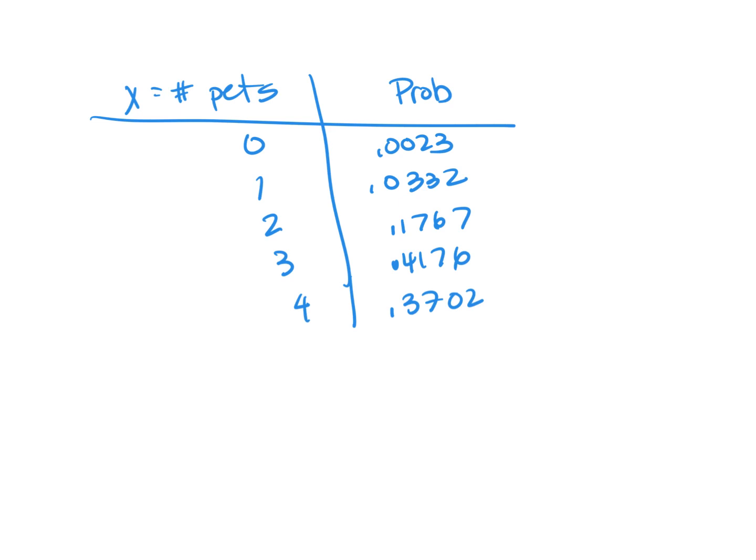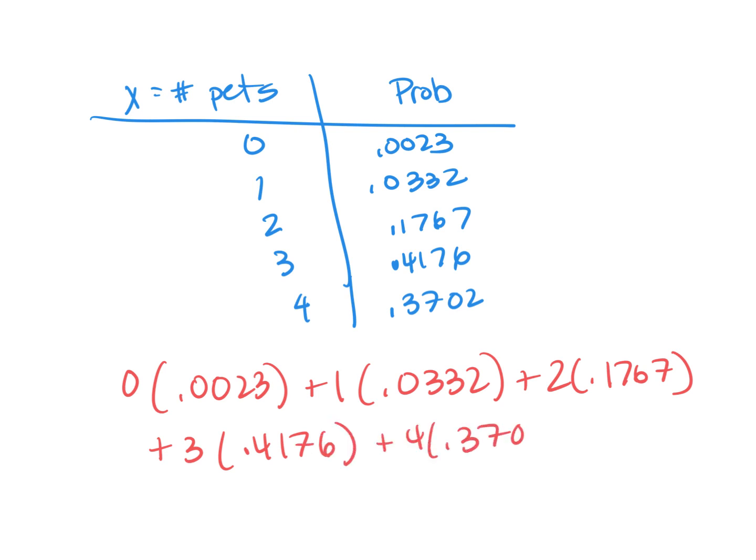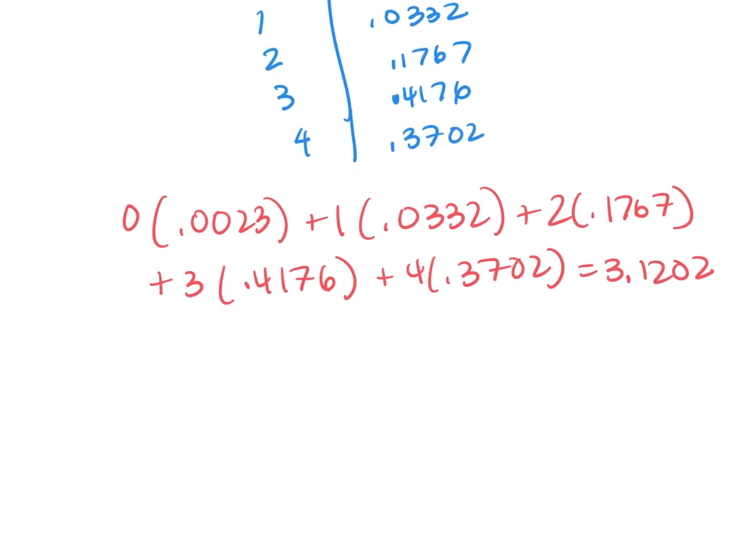Remember, you calculated the expected value in Stats 243A. The way that you do that is you take 0 times 0.0023 plus 1 times 0.0332. So you multiply each of these numbers across and then add them together. And that will give you your expected value. So when you do that in this case, you should get 3.1202. Right? And then they said, what's the standard deviation?